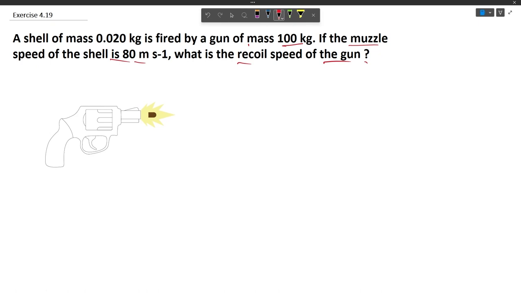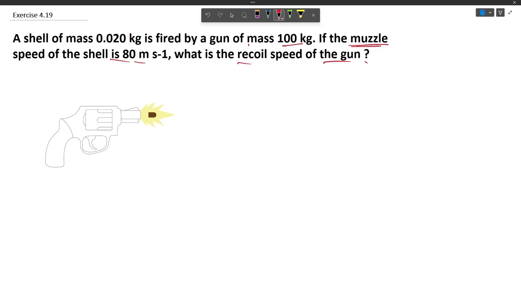So initially both the shell and the gun were at rest, and after the shell escapes the gun, there must be something to counter the momentum gained by the shell, and the other body in this system is the gun. So the gun must have a velocity that, combined with its mass, will counterbalance the momentum of the shell. Here the muzzle speed of the shell is the takeoff speed, or the speed at which the shell escapes the gun. So let us express this in mathematical form.